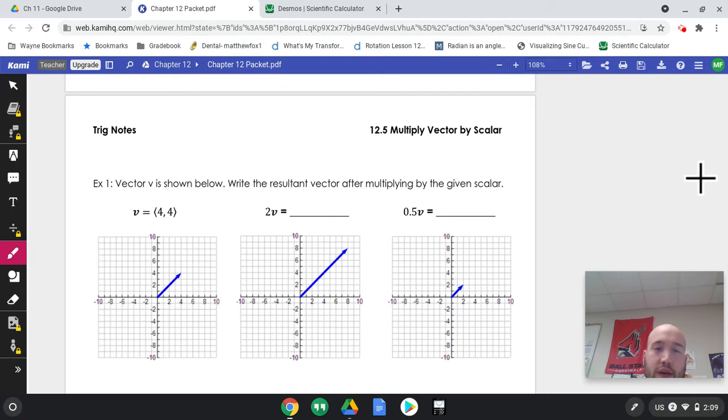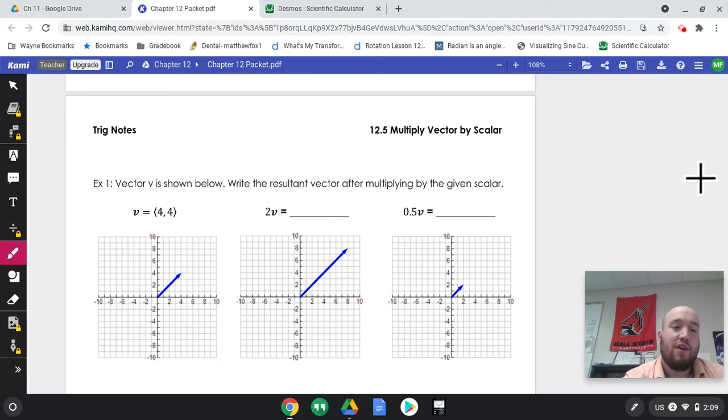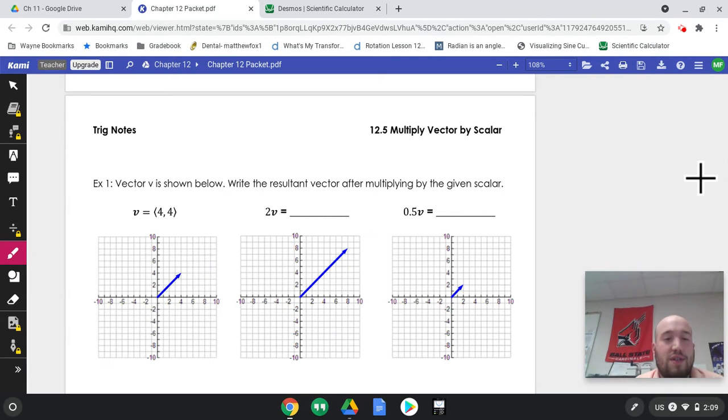Okay, so I know we're almost done. The good news is today's lesson is much easier than yesterday's lesson. Yesterday was probably one of the more difficult things we've done this semester. Today, back to one of the easier things we've done all semester. So, multiplying vectors by a scalar. A scalar is just basically some multiple that causes it to consistently change.